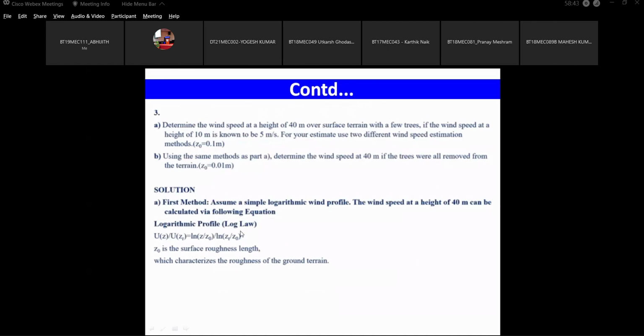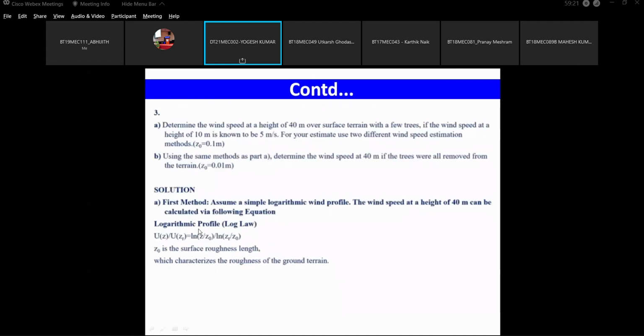So in the logarithmic profile, we use the formula u(z) by u(zr) equal to log of z by z naught divided by log of zr by z naught. So here z naught is the surface roughness length and z is the height for which we have to calculate the wind speed, and zr is the reference height.